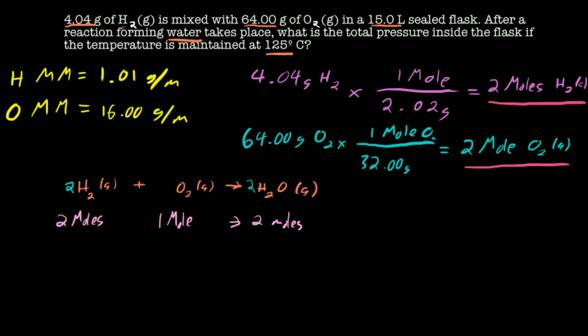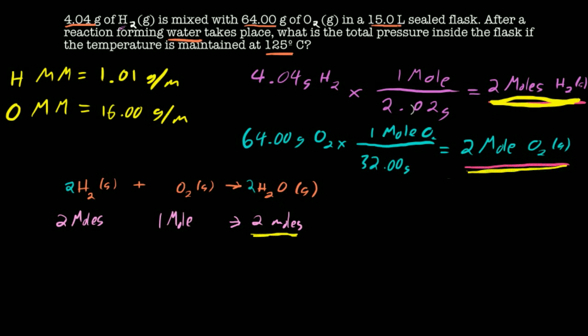So maybe think about it this way. I hope I'm not confusing you with how I'm doing this, but you can think about saying that all of our hydrogen is going to take part in this reaction forming water, but only half of our oxygen is going to take part. So therefore, in this reaction, we're going to form 2 moles of water, but we're also going to have 1 mole of oxygen left over.